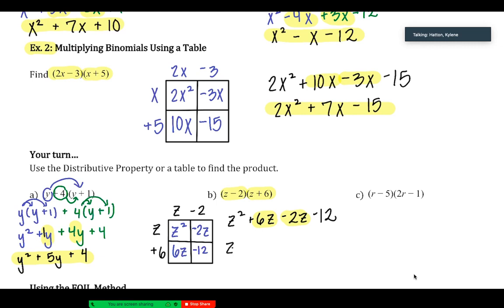So I'm going to bring down my z squared. 6z and negative 2z, when I combine them by adding their coefficients, 6 and negative 2 becomes positive 4z. And then I'm going to bring down that minus 12 because that's my only constant term. So z squared plus 4z minus 12.